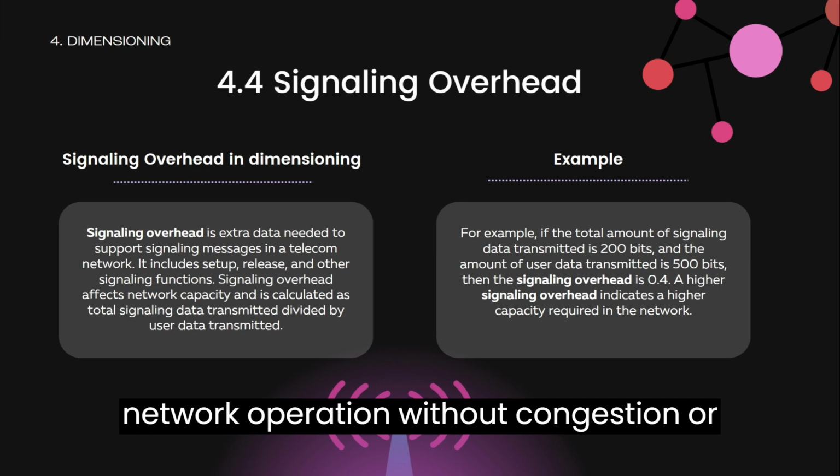4.4, signaling overhead. So signaling overhead is also the amount of additional data that is required to support signaling messages in a telecom network. It includes the overhead associated with call setup and call release and other signaling functions. Signaling overhead is significant in dimensioning because it affects the capacity required in the network. It is calculated as the ratio of the total amount of signaling data transmitted to the amount of user data transmitted. For example, if the total amount of signaling data transmitted is 200 bits and the amount of user data transmitted is 500 bits, then the signaling overhead is 0.4. So it comes to that a higher signaling overhead indicates a higher capacity required in the network.